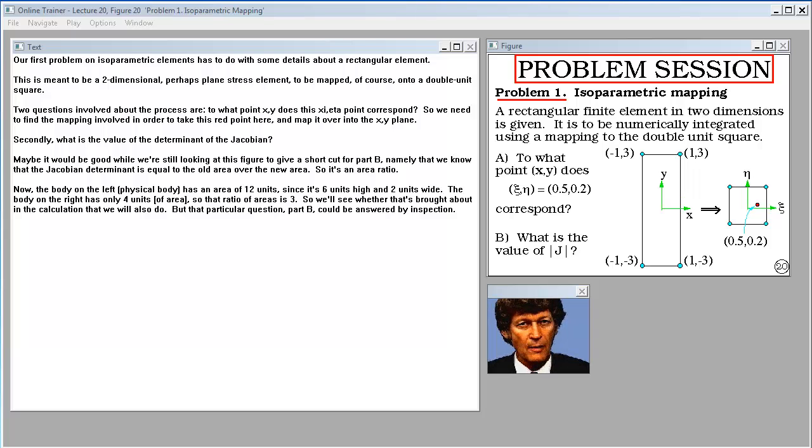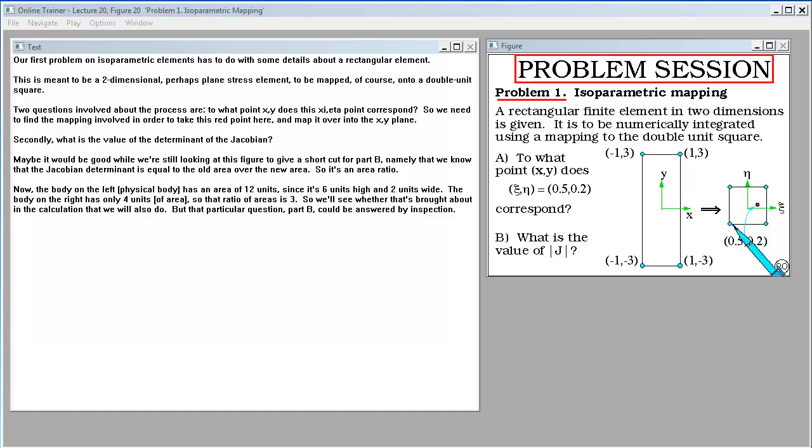Our first problem on isoparametric elements has to do with some details about a rectangular element. This is meant to be a two-dimensional, perhaps plane stress element, to be mapped, of course, onto a double unit square.